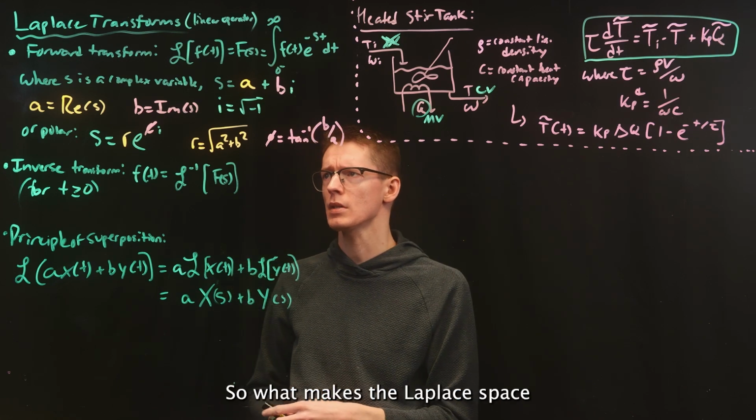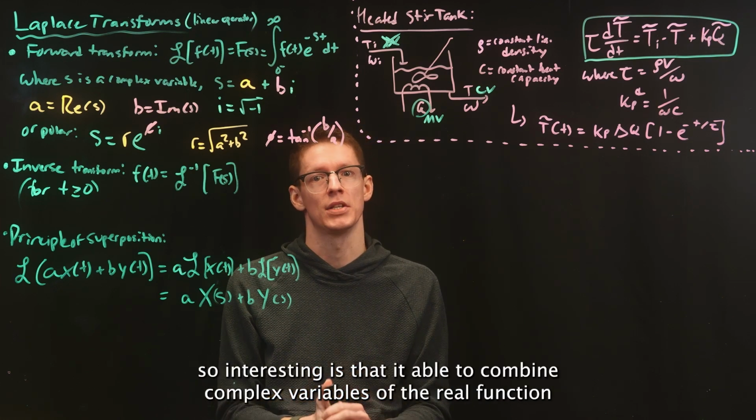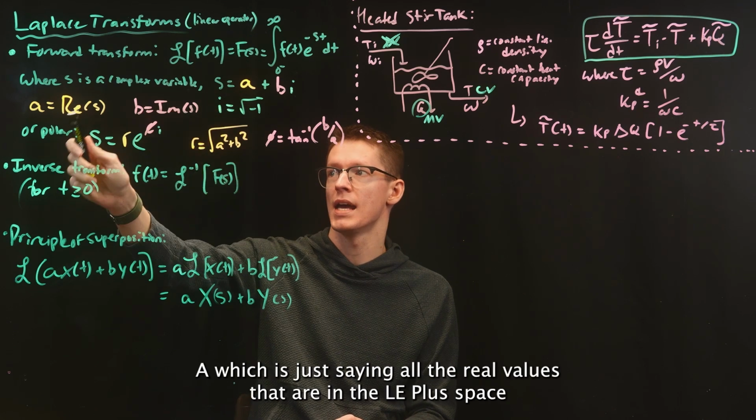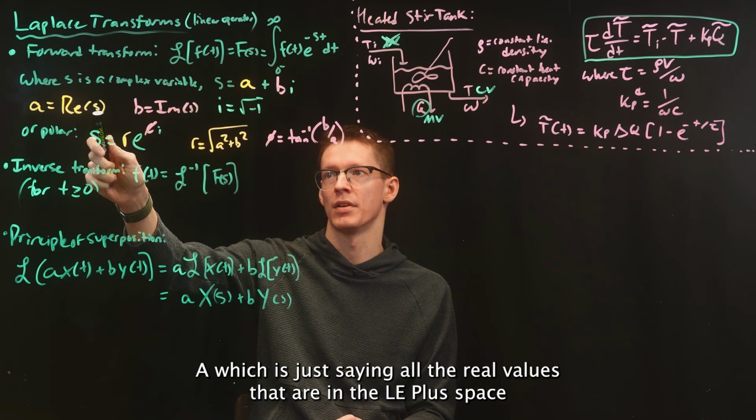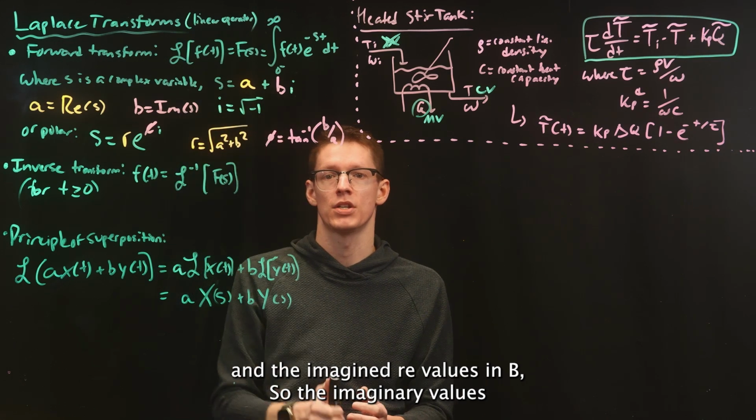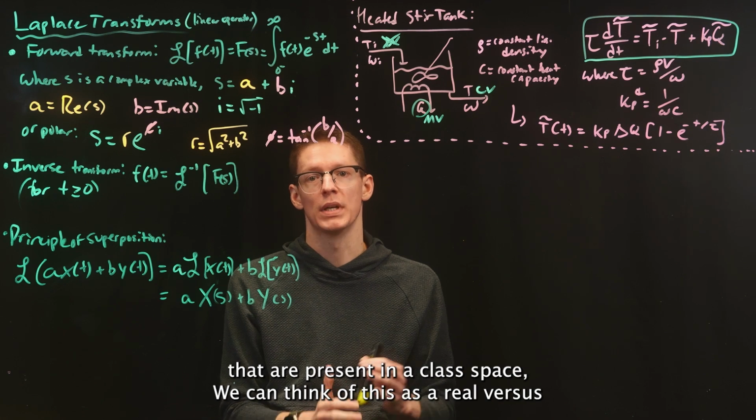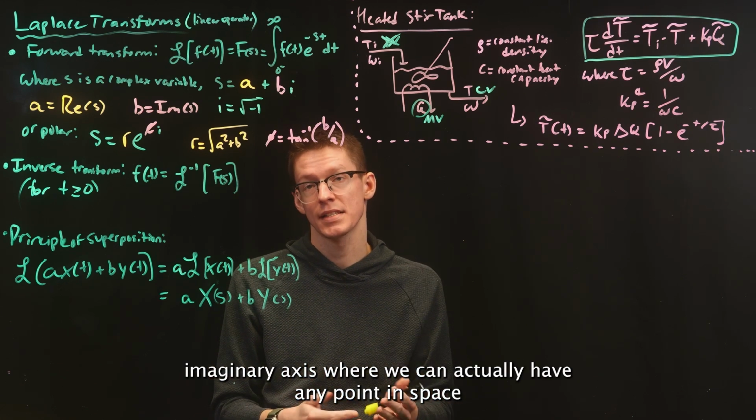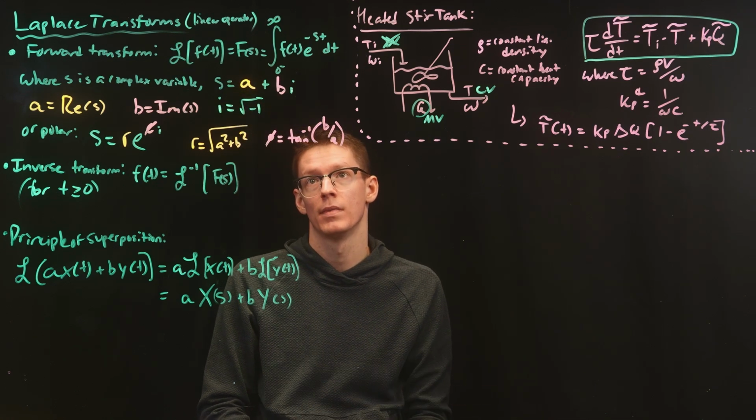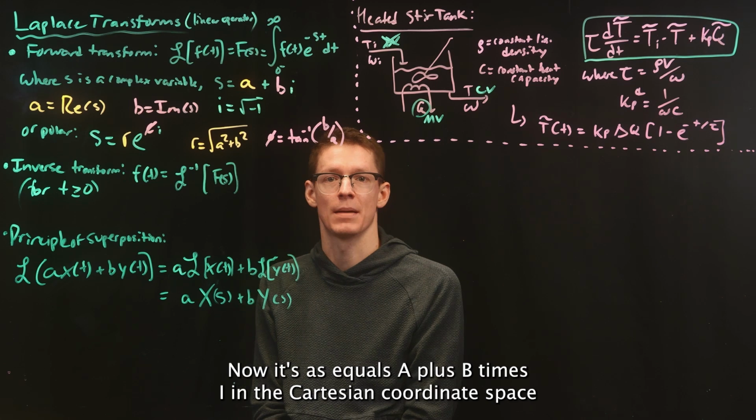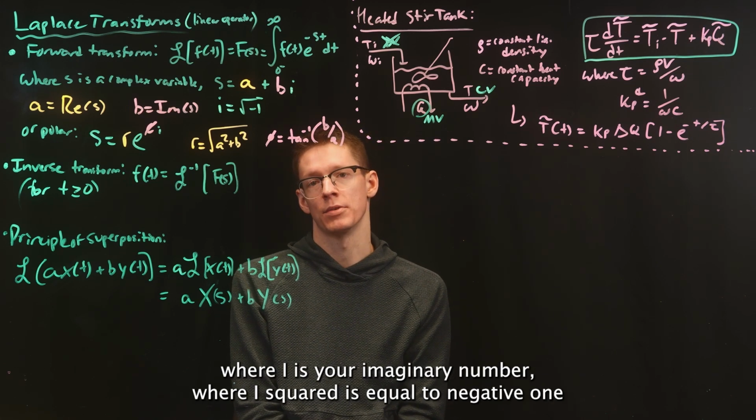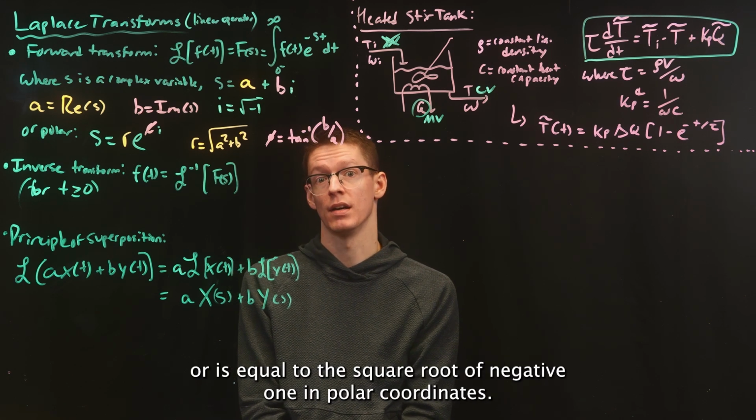So what makes the Laplace space s so interesting is that it's able to combine complex variables: the real values A, which is all the real values that are in the Laplace space, and the imaginary values B, the imaginary values that are present in the Laplace space. We can think of this as a real versus imaginary axis, where any point in space is described using this type of equation. Now, s equals a plus b times i in the Cartesian coordinate space, where i is your imaginary number, where i squared is equal to -1, or i is equal to the square root of -1.